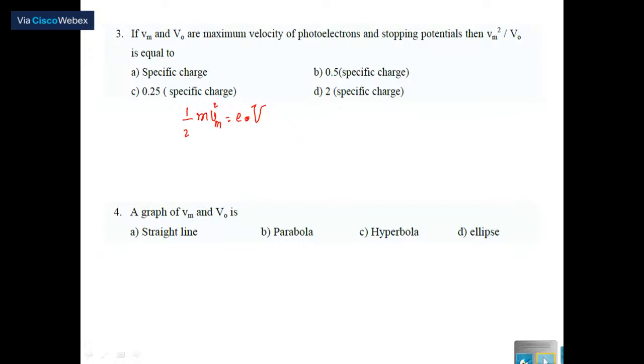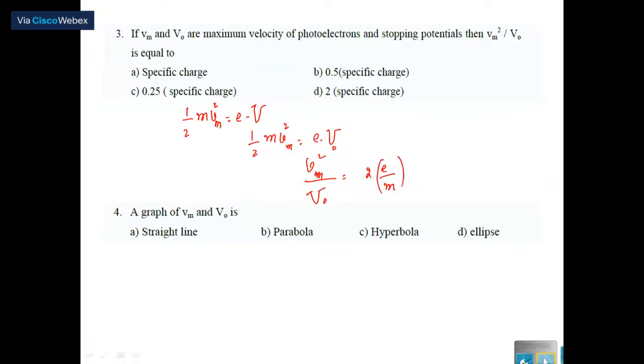It's not minus, this is into. Of mv square, that is equal to of mv square maximum, that is equal to E into V naught. So therefore, Vm square by V naught, that is equal to cross multiplication, that is 2 into E by M.